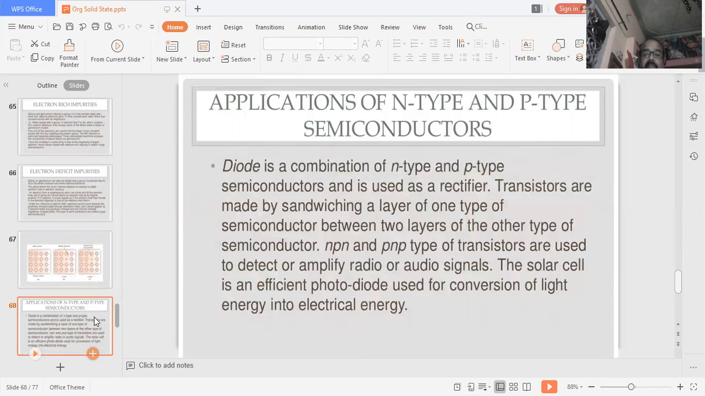And next, applications of n-type and p-type semiconductors. A diode is a combination of n-type and p-type semiconductor, and it is used as a rectifier. Transistors are made by sandwiching a layer of one type of semiconductor between two layers of the other type of semiconductor. NPN and PNP types of transistors are used to detect or amplify radio or audio signals. The solar cell is an efficient photodiode used for conversion of light energy into electrical energy.